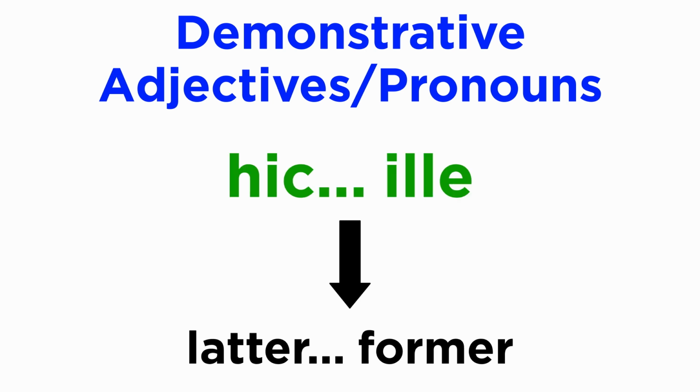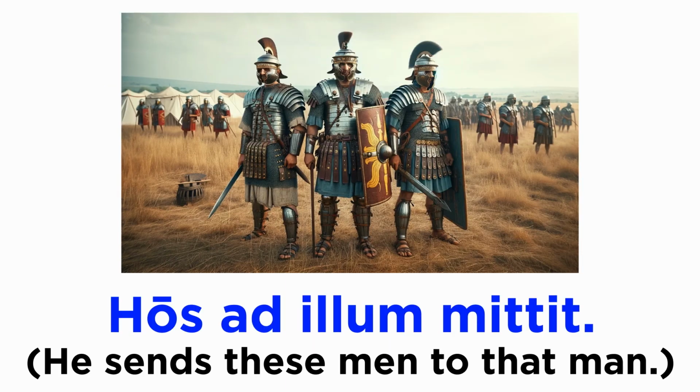Hic and ille, used in the same sentence, show contrast. Sometimes they can be translated as the latter and the former, with hic referring to the nearer person or thing and ille to the more remote. Let's use them all in some sentences to get some more clarity.